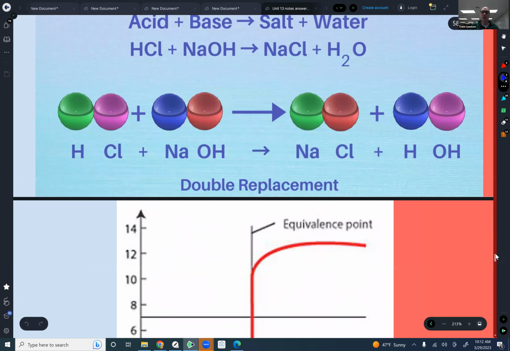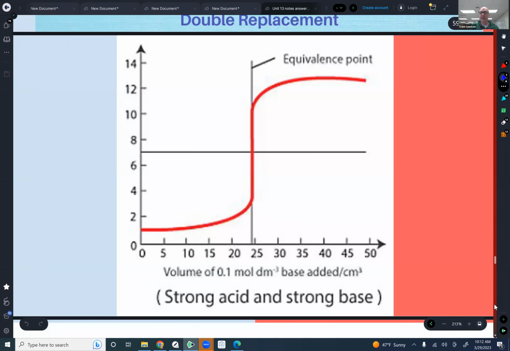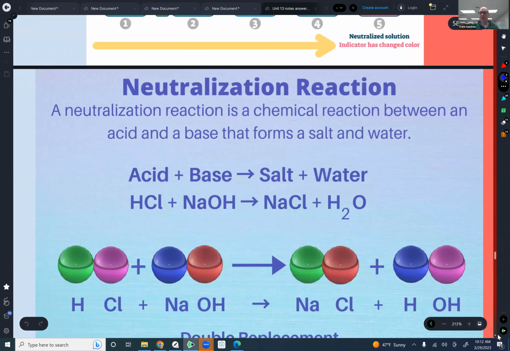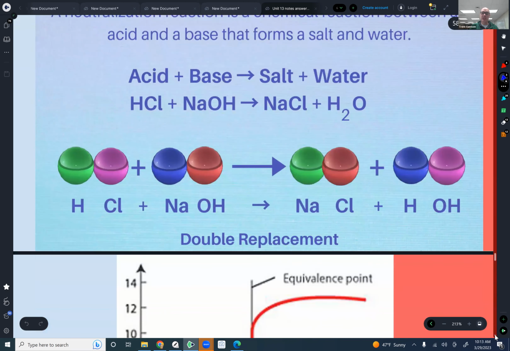So a reminder of what's happening in these titration reactions is that you would see these neutralization reactions. A neutralization is just an acid and a base being added together. They form water, and that's where the pH is equal to 7. And that's usually the goal of our titration, to reach that point.